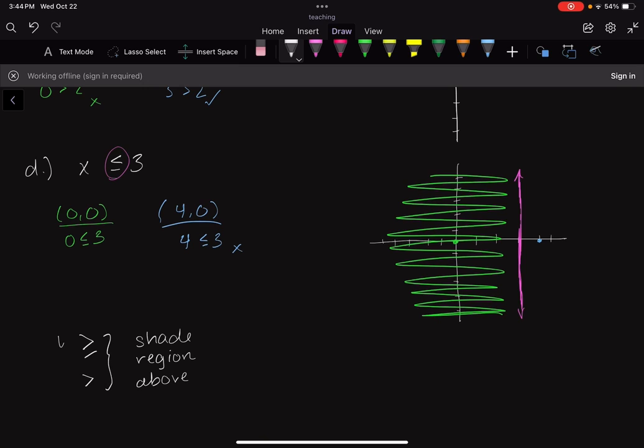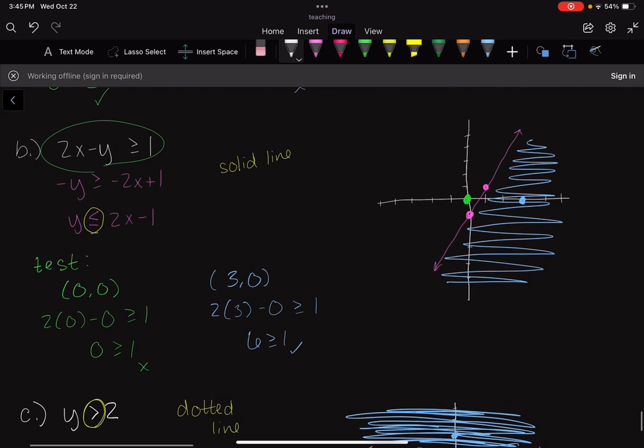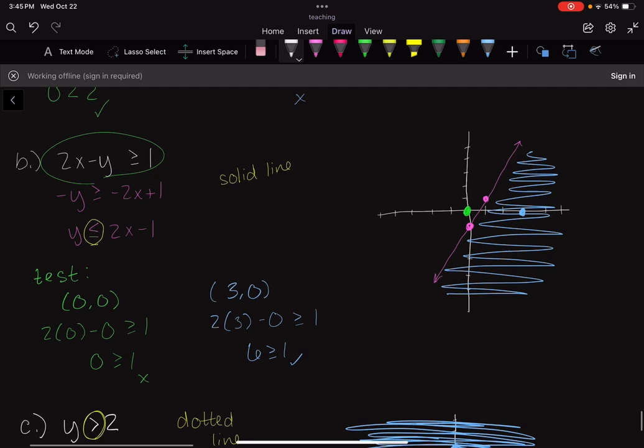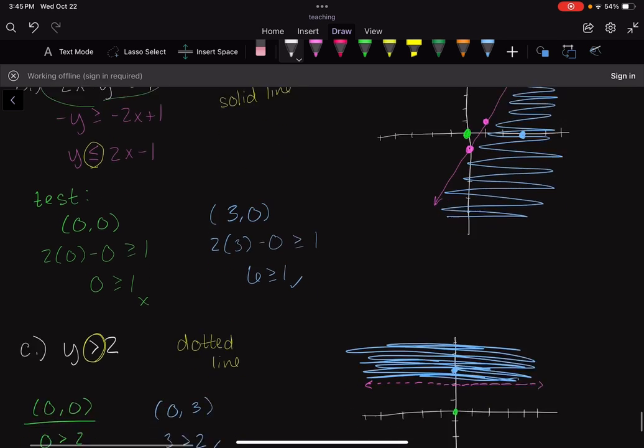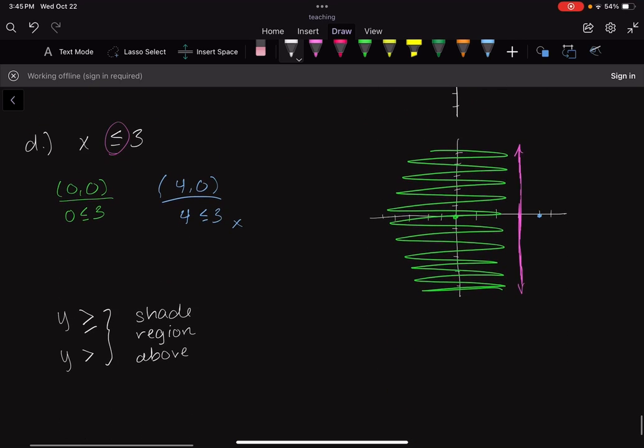But let me be careful here. You would need to have the y alone at this point. Because for instance, with part B, you see how it's a greater than, but we didn't shade above. It's because when we got it as y equals, it actually turned into a less than. So you've got to be careful that you get the y by itself before you make that decision.